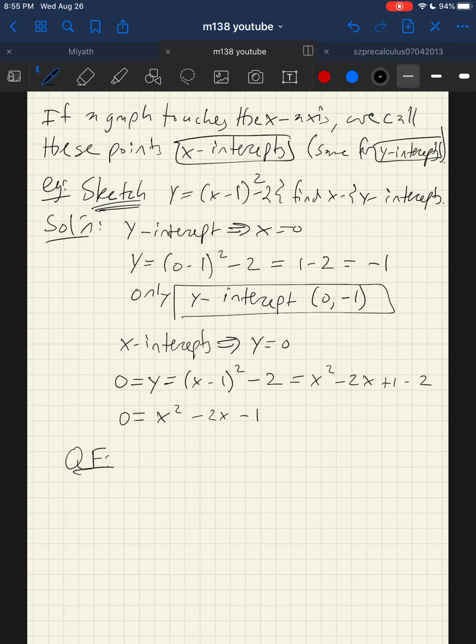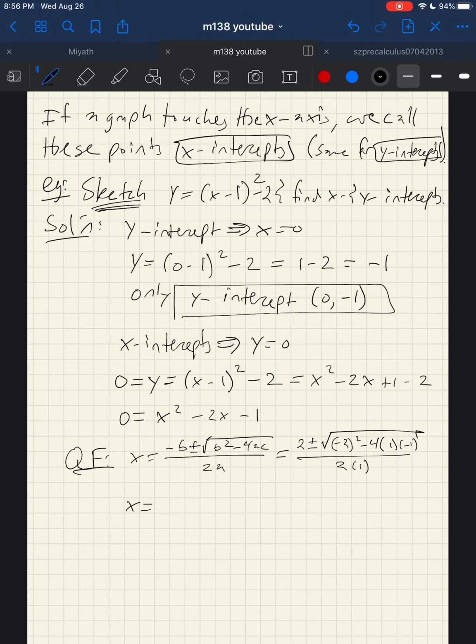Quadratic formula, we have that x equals negative b plus or minus the square root of b squared minus 4ac, and we divide this all by 2a. So let's plug in. So negative b is going to be positive 2 plus or minus the square root of negative 2 quantity squared minus 4 times 1 times negative 1. Oh dear. 4 times 1 times negative 1. And we divide this by 2 times 1.